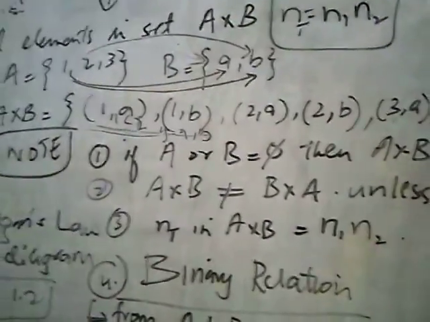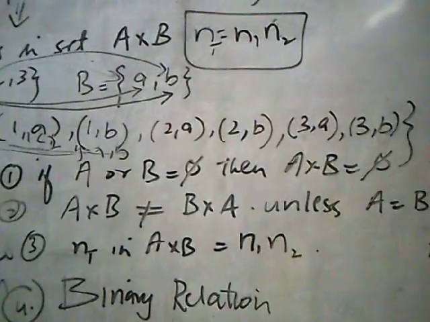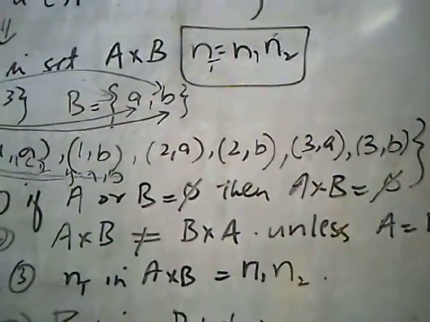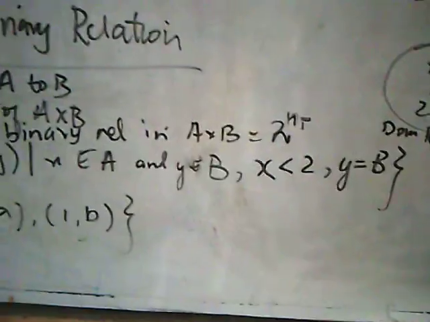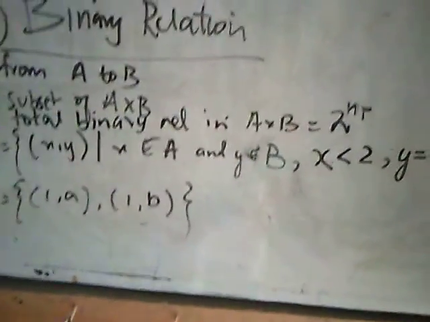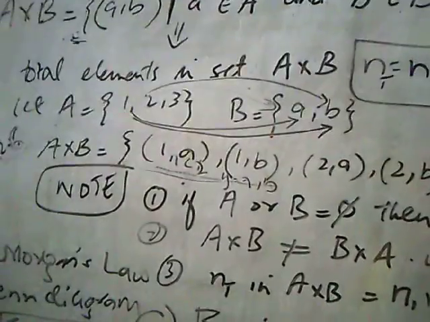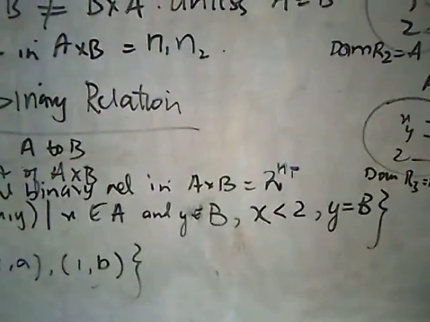So in the previous example, A cross B has a total of 1, 2, 3, 4, 5, 6 members. In this scenario, the total binary relations that can be derived or made from this A cross B specifically are 2 raised to power 6.